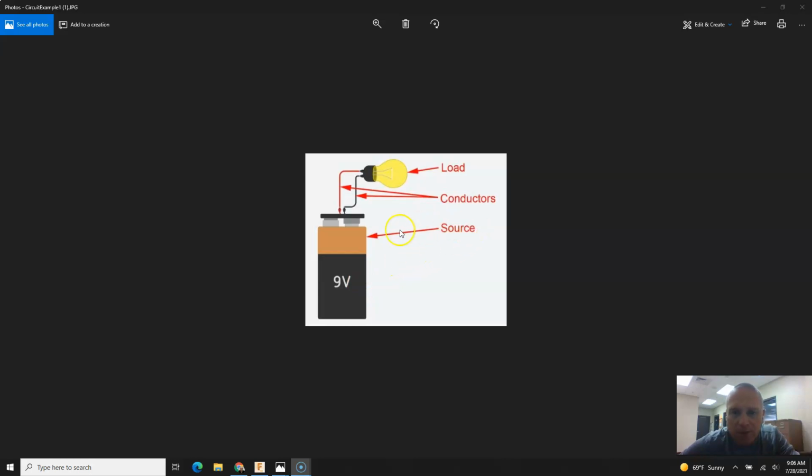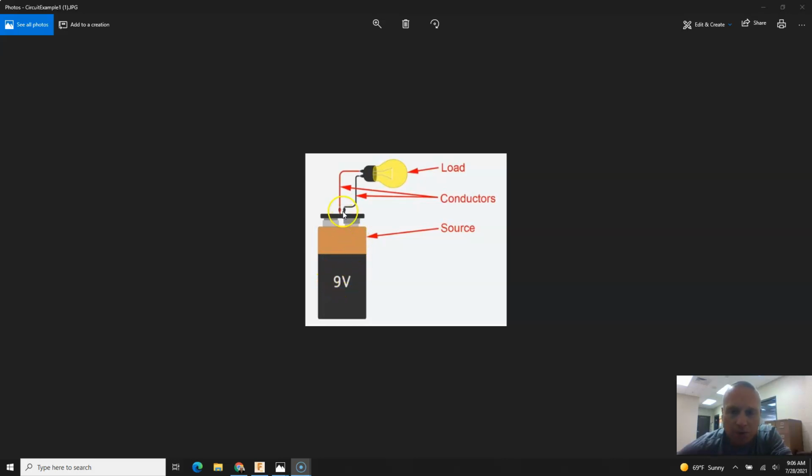The first element is the source of the power of the system. In this case, the source is a battery. It's a 9-volt battery. This could be a solar panel. It could be any other source of power.